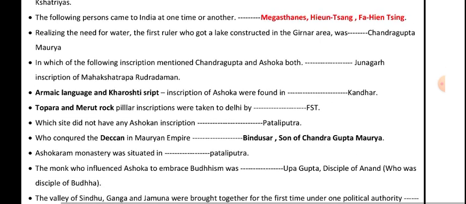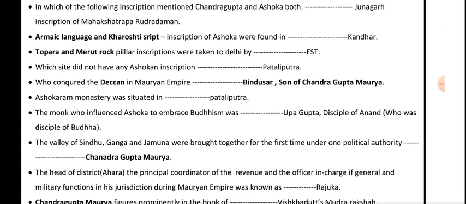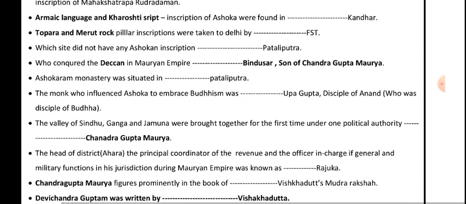The following persons came to India at the time of another, Megasthenes, Hiuen Tsang, Fa-Hien. The first ruler who got a lake constructed in the Girnar area was Chandragupta Maurya. In which of the following inscriptions are Chandragupta and Ashoka mentioned? Both. Junagadh inscription of Mahakshatrapa Rudradaman. Aramaic language and Kharosthi script inscriptions of Ashoka were found in Kandahar.